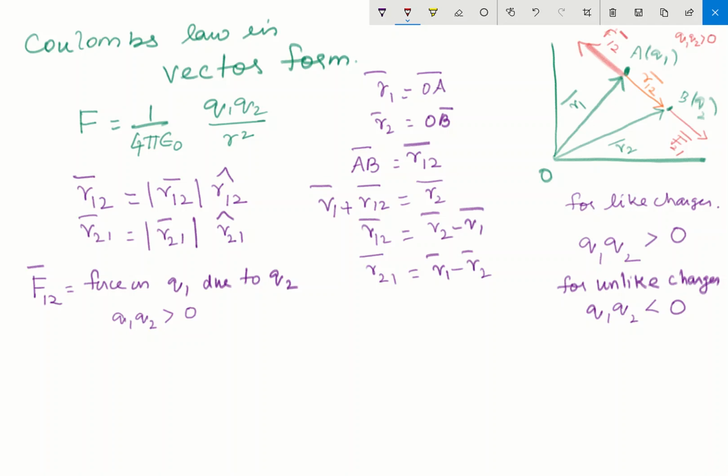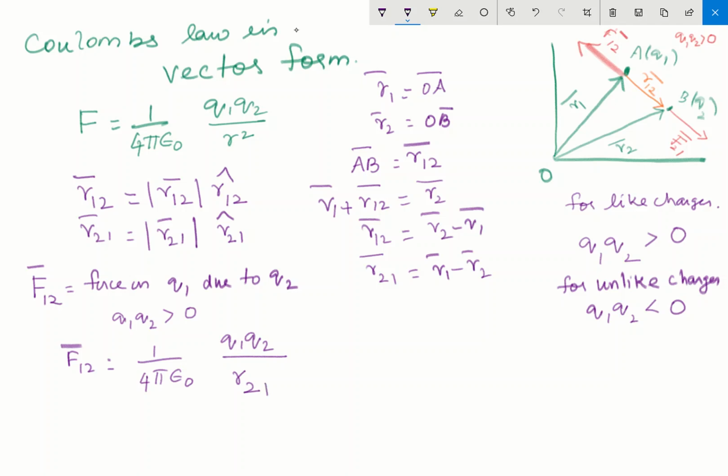Okay. Therefore, what is here now? We'll go to the equation. Therefore, what is F12? F12 is equal to 1 by 4 pi epsilon naught Q1, Q2 divided by R. R means in which direction? R will be going in which direction? R A, A B R, force on 1 due to 2. Therefore, it will be BA. Correct? Therefore, R goes in this direction. Correct? Therefore, R21.